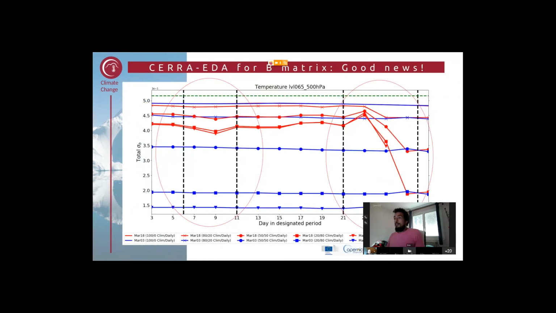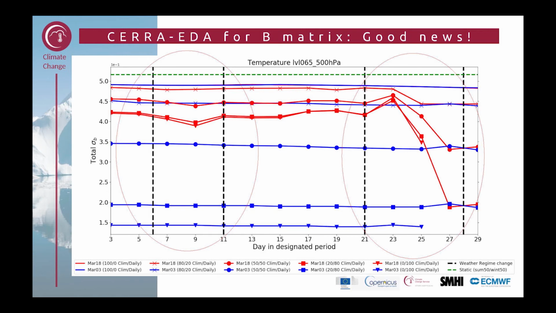So another thing here that I kind of deem as good news was what I was talking about before, the weather regime, or the large scale, because the weather regime is a large-scale feature that it can account for. So what I've got here is the total sigma B for temperature at 500 hectopascals. This graph is quite a mouthful, but I thought it would be good to show.